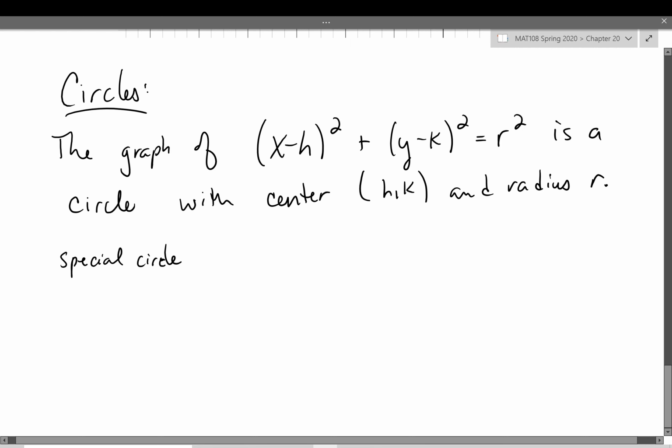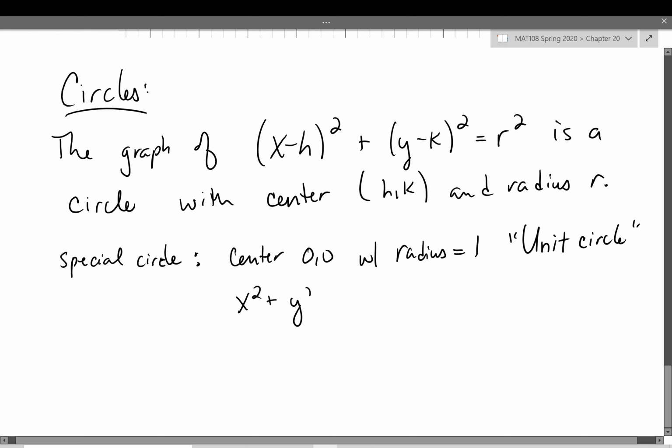It's supposed to be a C in there. And that special circle is when the center is 0, 0 with radius equal to 1. We call that the unit circle, okay? And that has the form x squared plus y squared equals 1. That's the very special one.